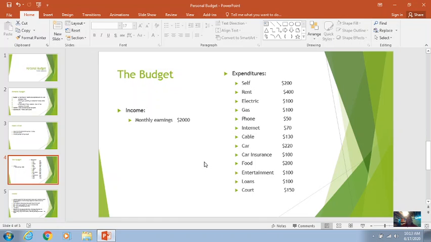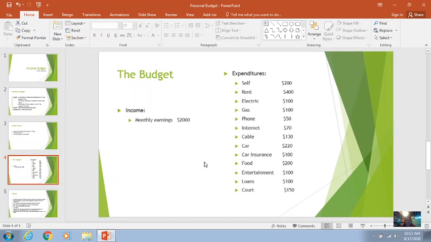So this is my example of a budget. On one side, I have my monthly earnings. So assume I make $2,000 a month. The first thing I'm going to do is I'm going to put all of my expenditures in order of importance. And who do I need to pay first? Maybe I'll do it by date, but pretty much by what's most important.